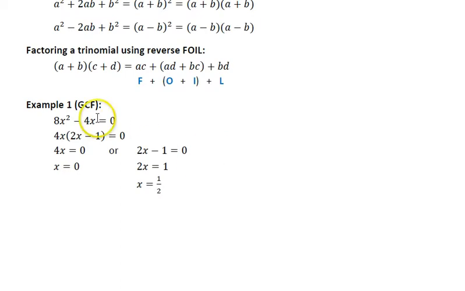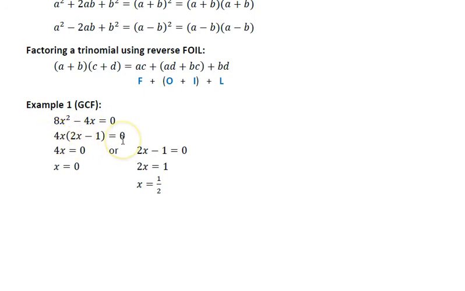Our first example is the greatest common factor. 8x squared minus 4x equals 0. The greatest common factor is 4x. Bringing that out, we get 4x times 2x minus 1 equals 0. You can always check, you multiply back. 4x times 2x is 8x squared. 4x times minus 1 is minus 4x.